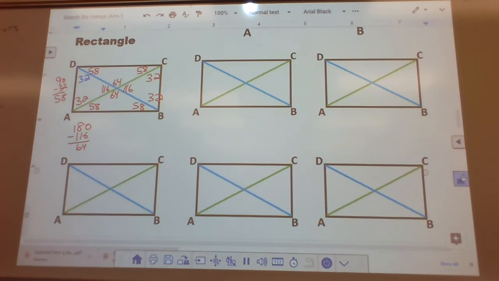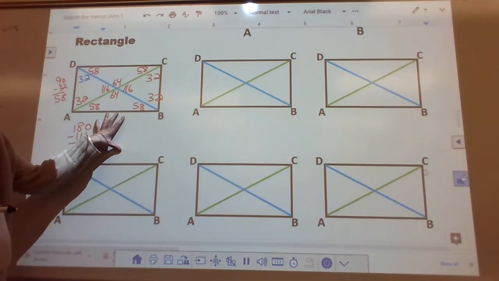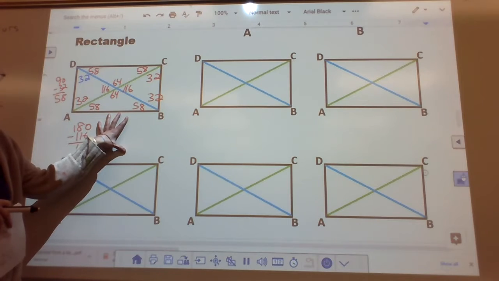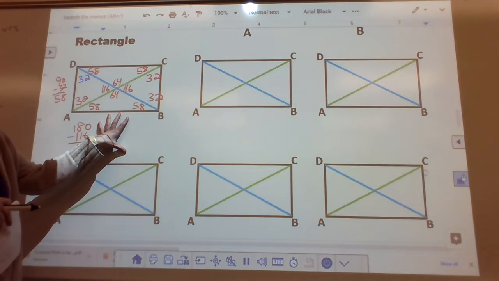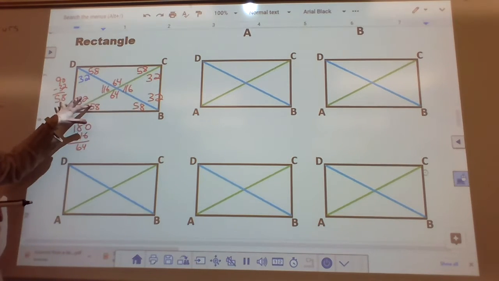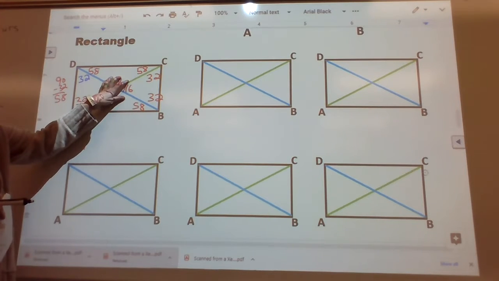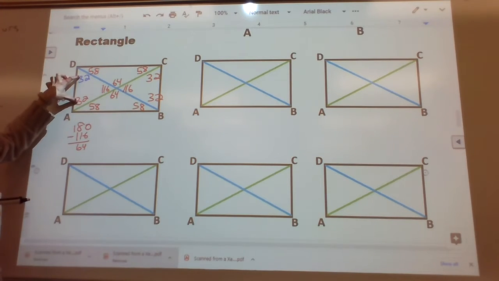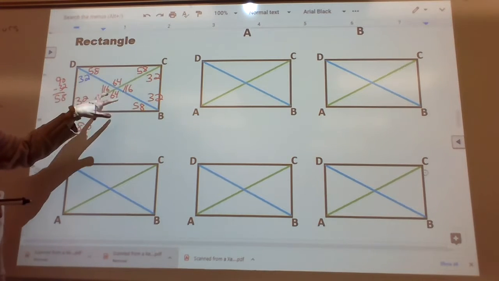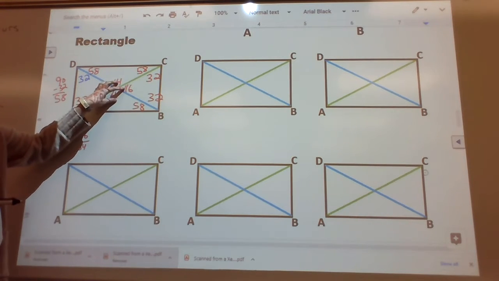So that's what the angles of a rectangle look like. Again, it's not the same as a rhombus. Don't get confused with a rhombus. On a rhombus, these and these match. The middles are all 90. On a rectangle, the angles coming off the sides match. So these 4 match, these 4 match. The middles you're going to have to find.